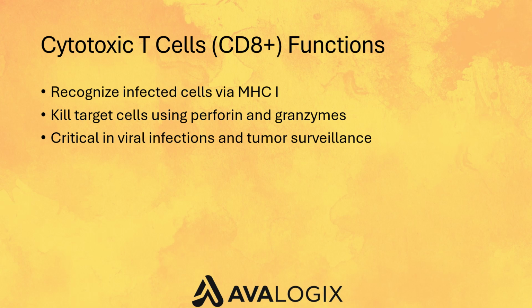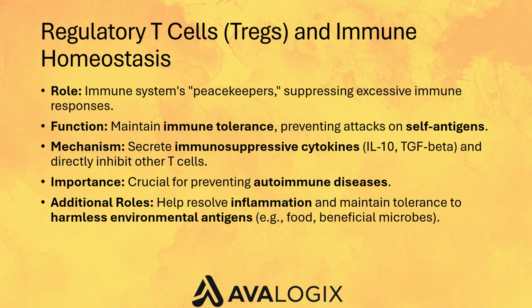Cytotoxic T cells are also involved in transplant rejection and responses to tumors, making them a key focus of immunotherapy research. Regulatory T cells, or TREGs, are the immune system's peacekeepers. Their main role is to suppress excessive or inappropriate immune responses that could damage the body's own tissues. TREGs help maintain immune tolerance, the ability of the immune system to avoid attacking self-antigens.